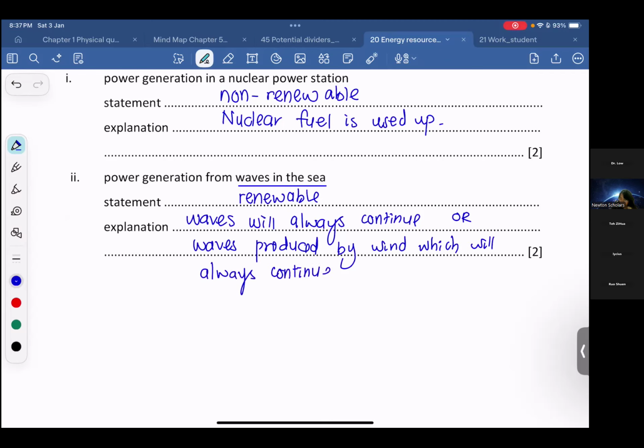continue. Here I say always continue, it doesn't mean that it's reliable. It's not that anytime you want, it will have the wave. No, we cannot predict. We cannot generate the wind to make the wave. Here it means there will always be wind blowing, then we always have the wave. But we cannot predict when we have it. Or nothing used up.